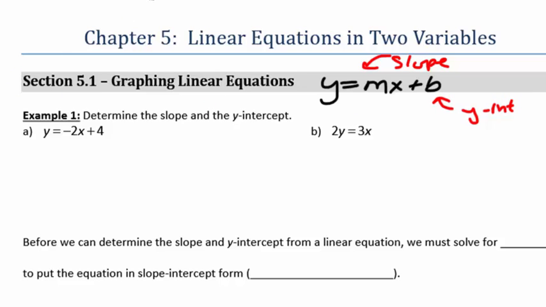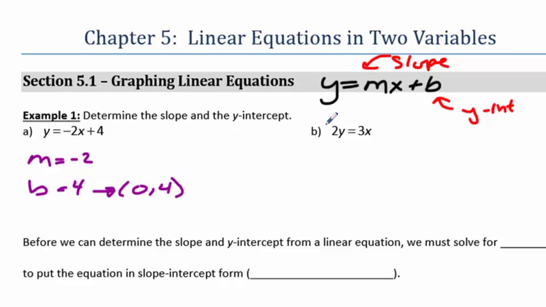So if I want to identify the slope and y-intercept for each of these equations, part A, y equals negative 2x plus 4, the coefficient of x is negative 2, so m, the slope, is negative 2, and the b value is 4, which means that the y-intercept is the ordered pair 0, 4.